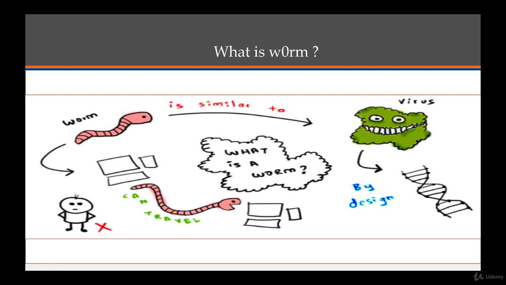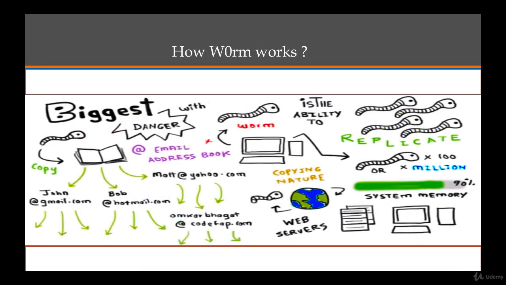The biggest danger of a worm is its capability to replicate itself on your computer. So rather than your computer sending out a single worm, it can send out thousands of copies of itself. For example, it will send out a copy to everyone listed in your email address list, and after that it will replicate itself to all contacts of the receiver's email list.